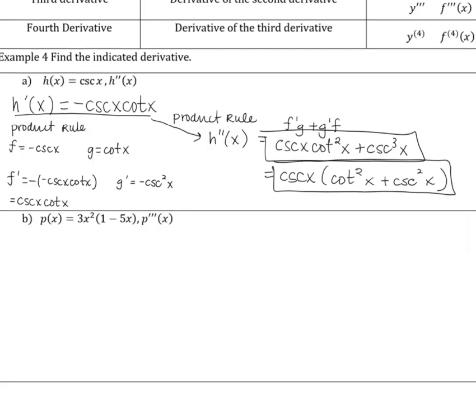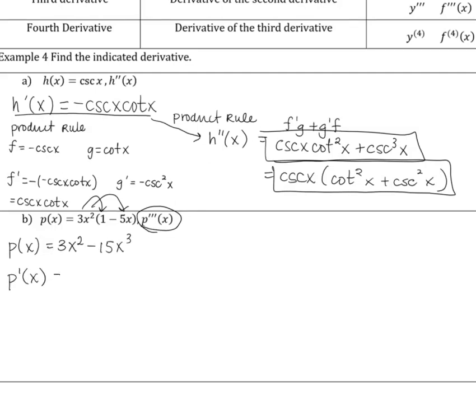In example 4b, we want to find the third derivative here. If I were getting started in this problem, I could understand how one may be tempted to use the product rule here because we see this product, but I think it would actually be much simpler for us to just expand the function p of x by distributing this 3x squared. And then we'll simply take the derivative term by term using our basic derivative rules.